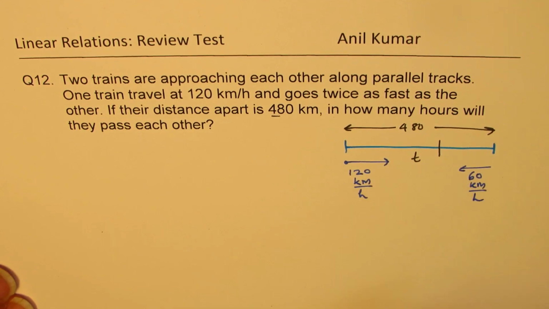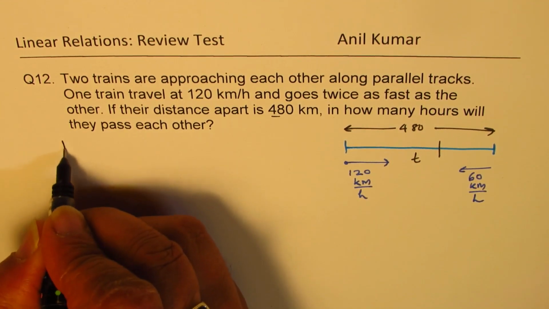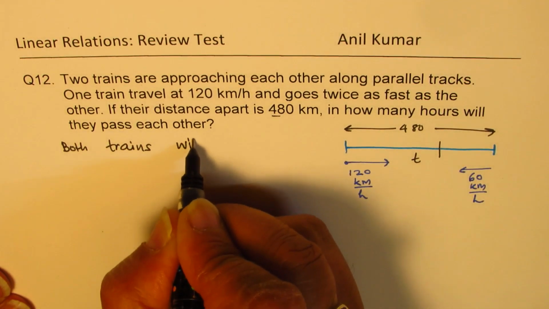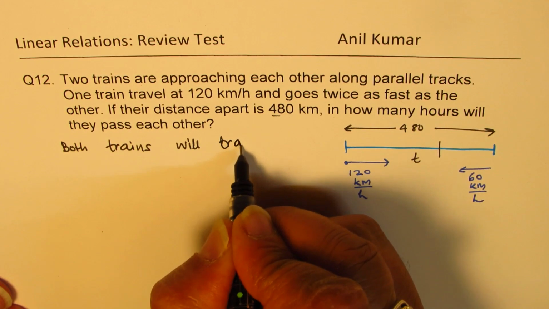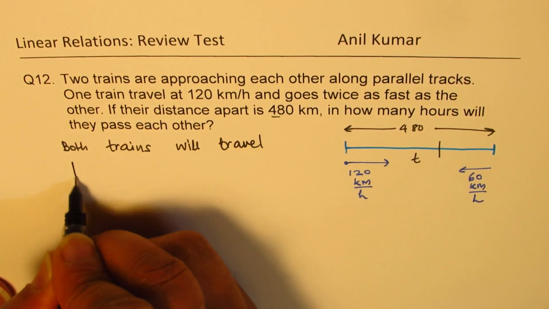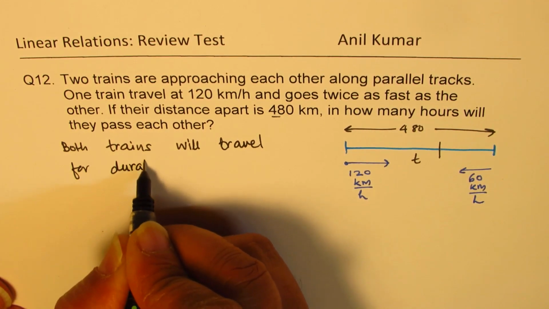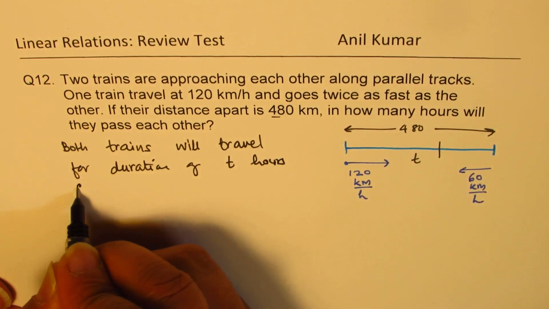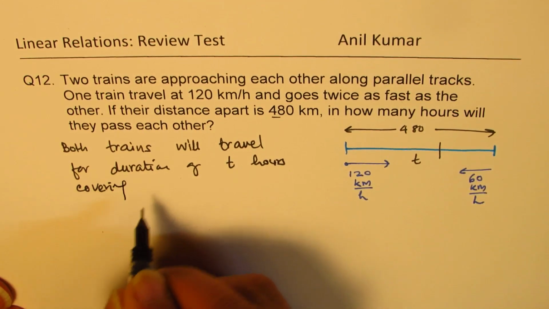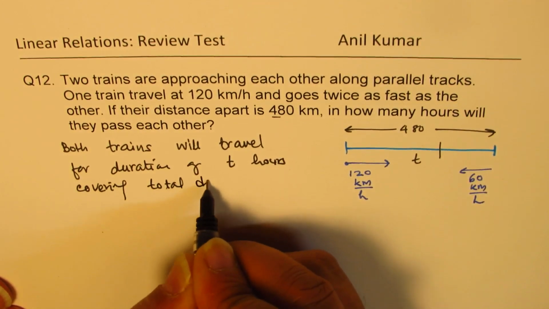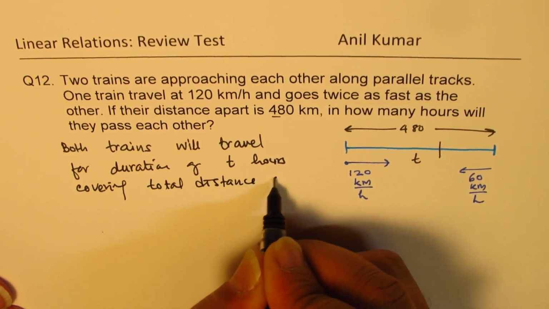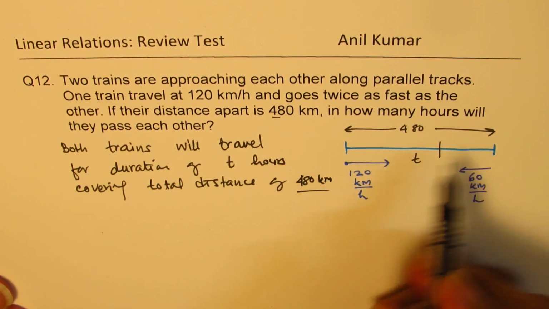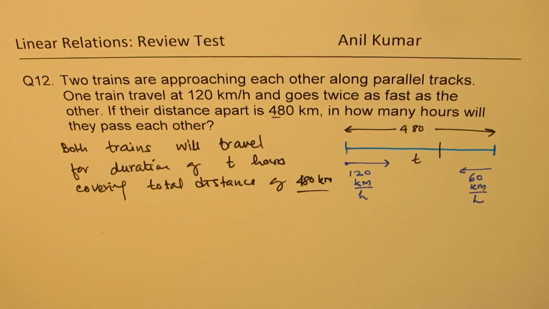So both trains will travel for a duration of t hours, correct? Covering a total distance of 480 kilometers. Is that clear, right? So both of them combined together will cover 480 kilometers.